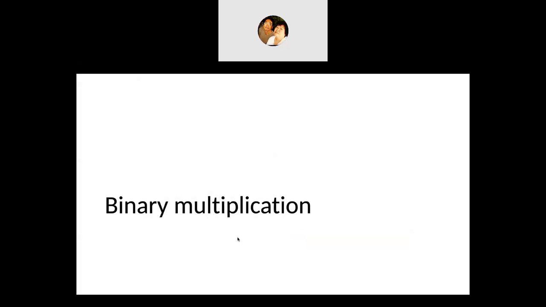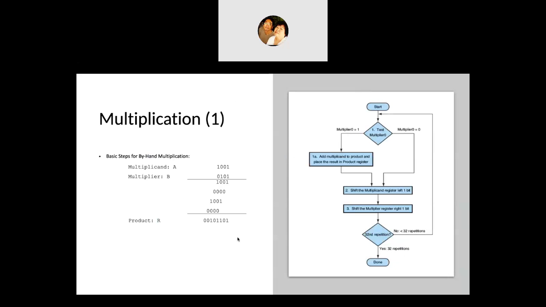Okay, next topic is binary multiplication. Maybe we can finish one algorithm and then we will have a break. Okay, let's look at the simple binary multiplication algorithm here. This is what we have. Let's say the example here. We have the multiplicand and multiplier. We have A and B.